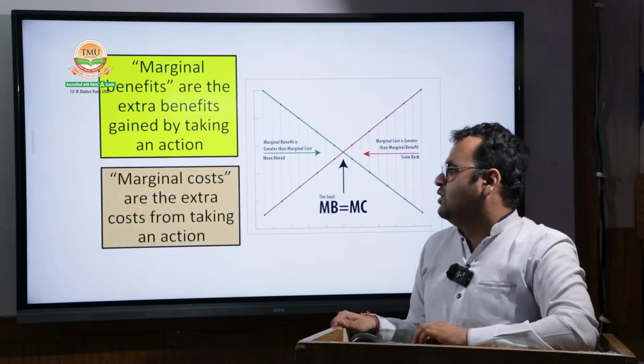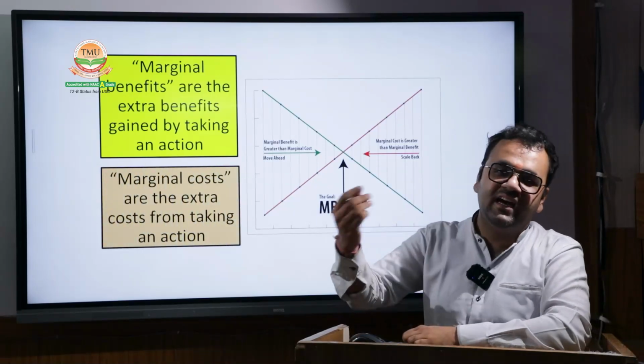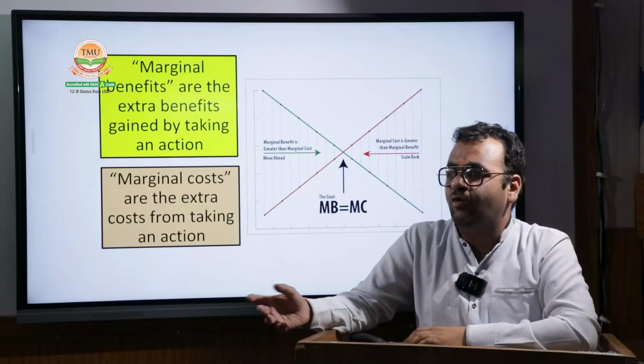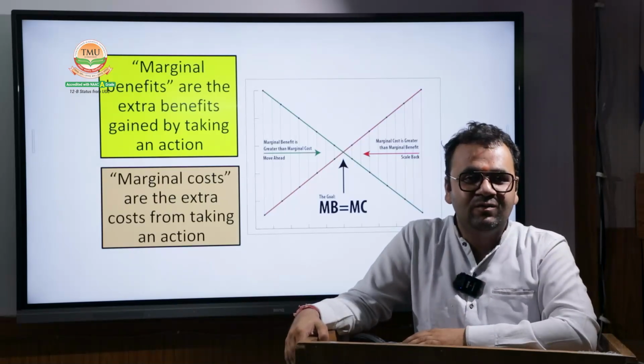What is marginal cost? Marginal costs are the extra cost of taking an action. I have told the employees that you will get something extra for more production. Then what will they do?